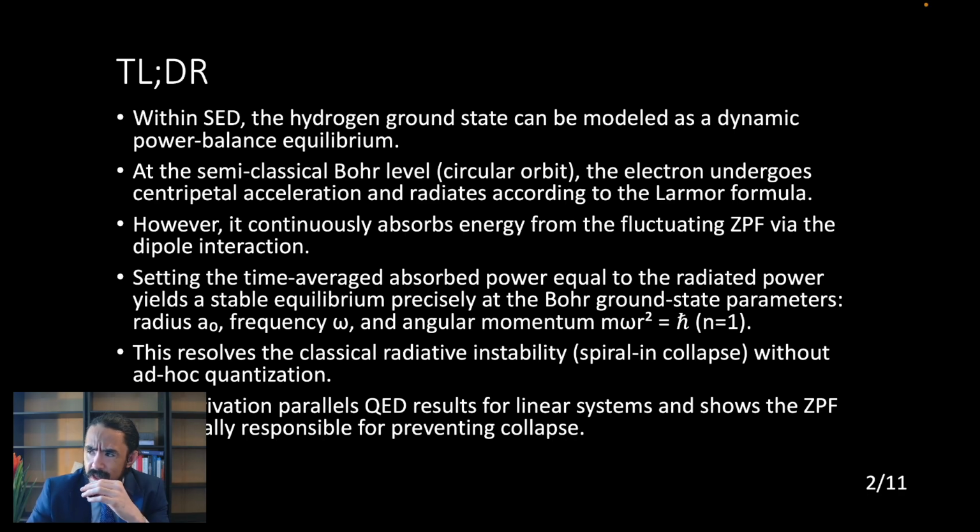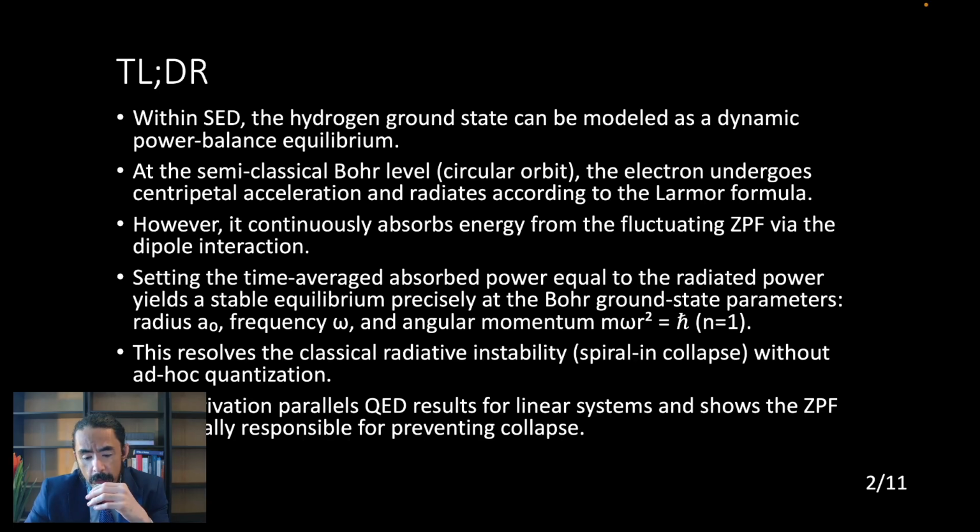You could think of this, I guess, as kind of like a planetary model of the atom, where the nucleus of the atom is like the sun, essentially, and the electrons are like the different planets orbiting the sun. However, it continuously absorbs energy from the fluctuating zero-point fluctuation field via the dipole interaction. So this balances the centripetal acceleration that is expected to lead to radiation as the electron is plunging into the nucleus. This is what prevents that, the ZPF field, imparting energy into the system that way.